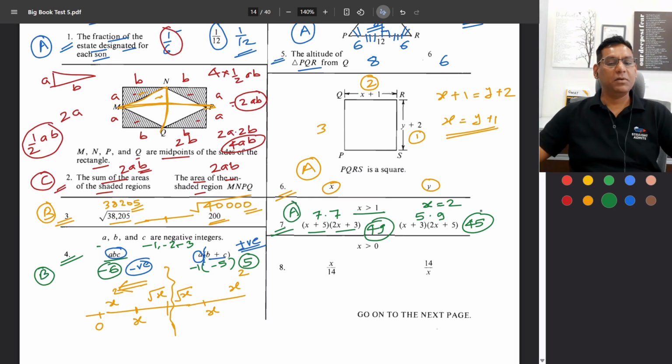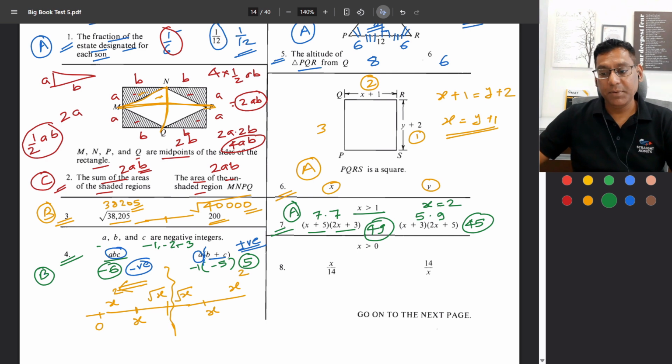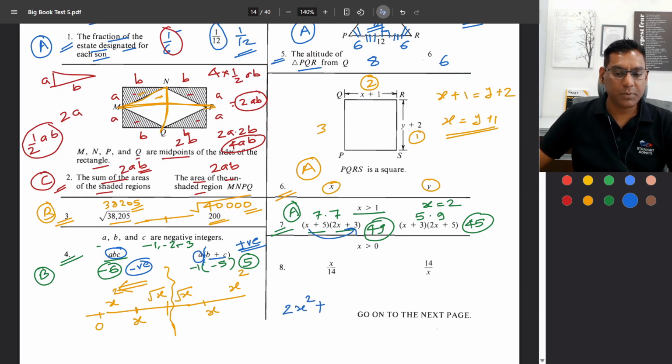I can take some other number also and verify, but let me do it completely differently by expanding these expressions. If I expand this, x into 2x plus 3 is 2x square plus 3x, and plus 5 into 2x plus 3 is 10x plus 15. So what do I get? I get 2x square plus 13x plus 15. That's what I get here.